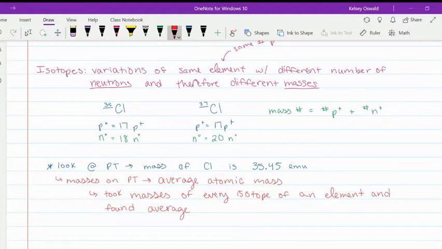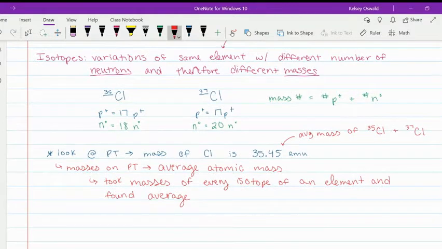So even though the periodic table says that chlorine has a mass of 35.45 AMU, there is no chlorine atom with that mass. We got that 35.45 as an average. Again, there's no chlorine atom that actually has a mass of 35.45. That is just the average mass of Cl35 and Cl37.